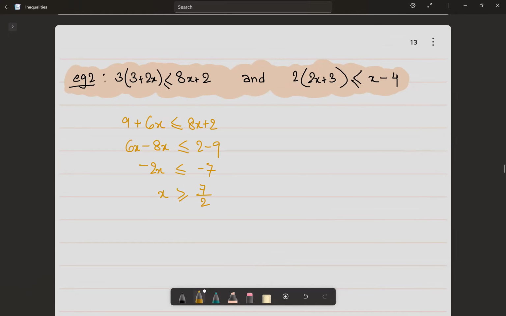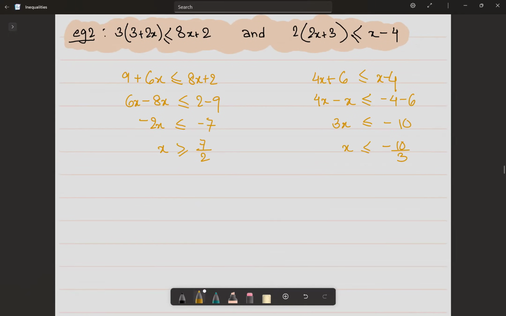So we have 2 into 2, 4x, then 2 into 3 will give you plus 6 is less than equals to x minus 4. So we get 4x minus x is less than equals to minus 4 minus 6. So we get 3x is less than equals to minus 10. So now, because we are dividing with a positive number, the sign will not get reversed and we will get x is less than equals to minus 10 by 3.